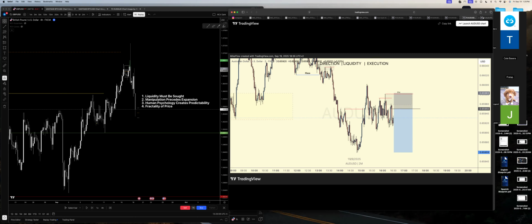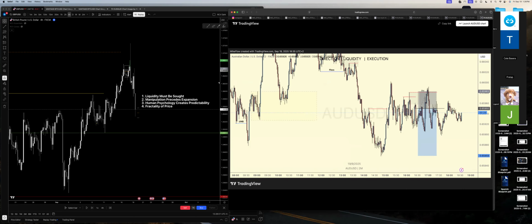But let's see how this played out. Okay, so this didn't work out. So this is not a model issue. This is not a model issue. This is a management issue. So, for example, your entry, right? How you develop the idea, everything in terms of that is correct.